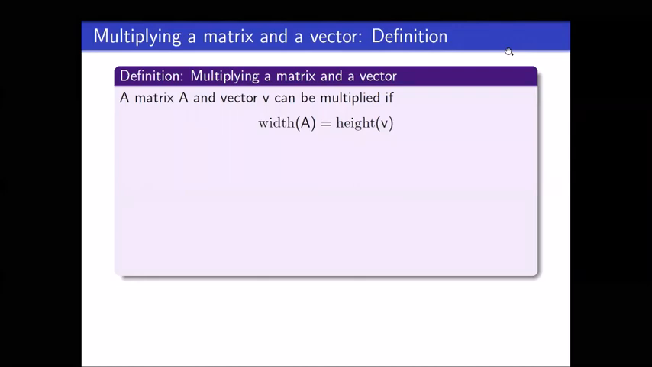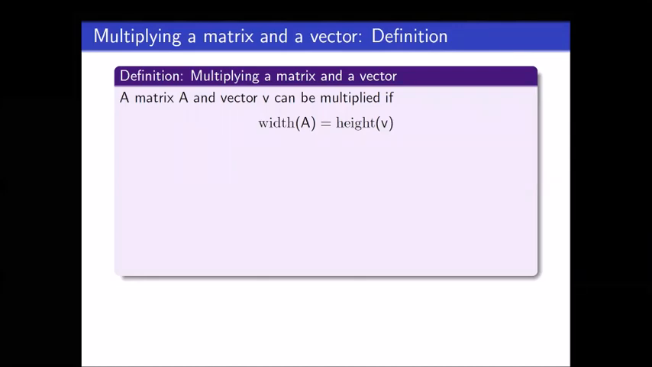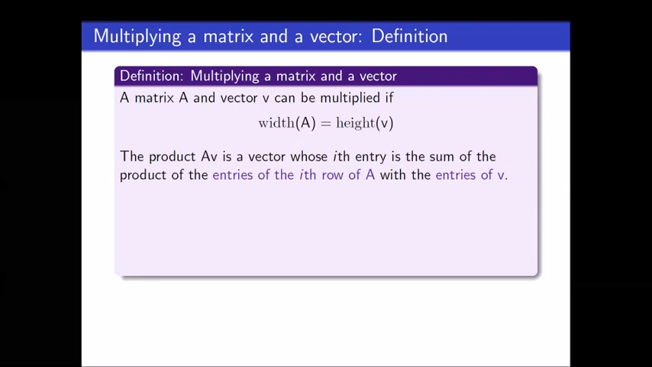Okay, so let's look at multiplying a matrix and a vector more seriously. A matrix A and a vector V can be multiplied if the width of A is the same as the height of V. The product AV is another vector whose ith entry is the sum of the product of the entries of the ith row of A and the entries of V.